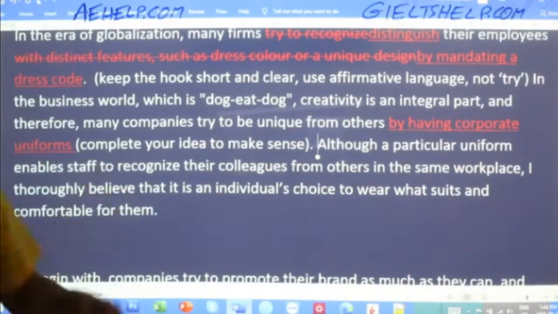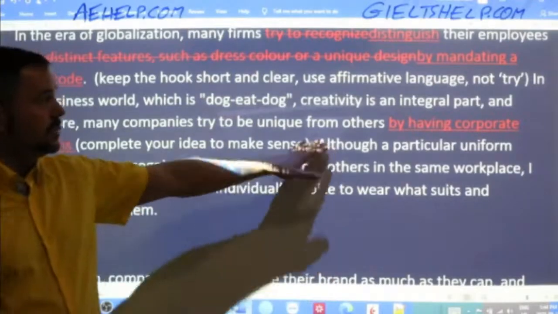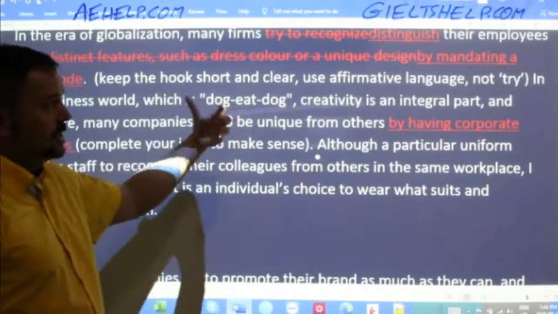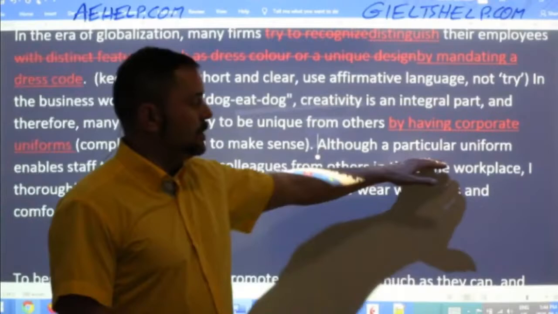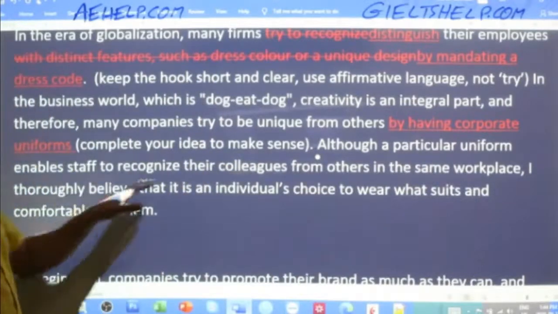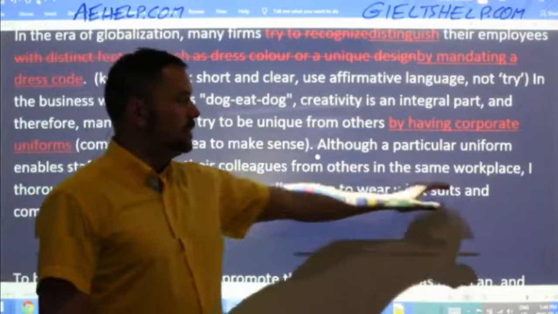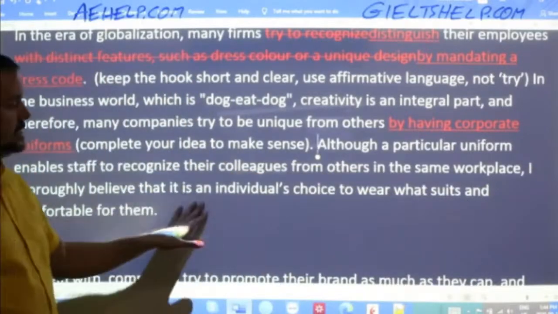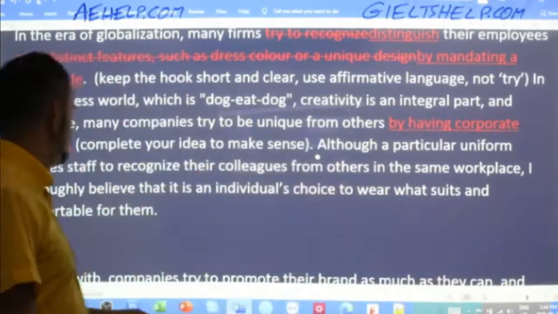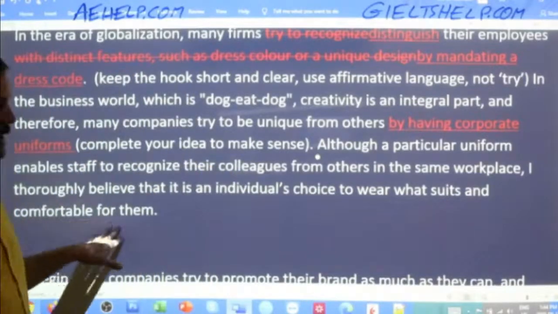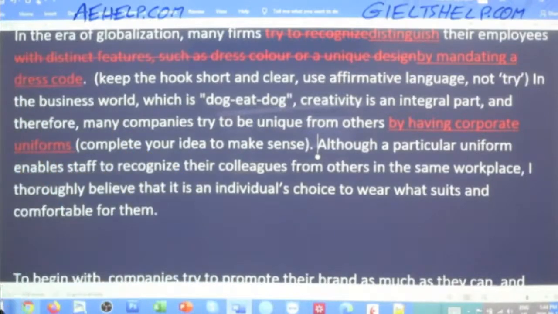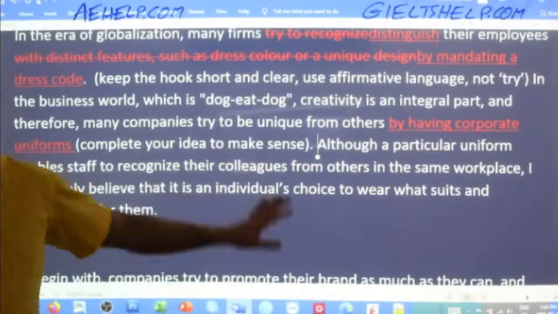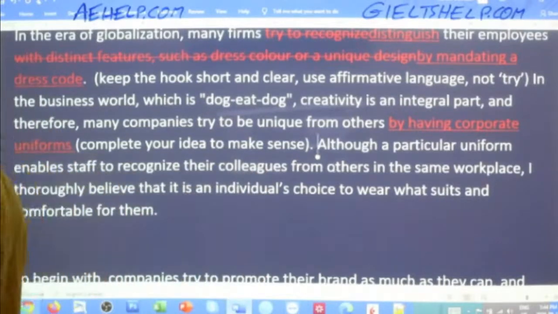And then here comes the thesis. So this is clearly the thesis, okay? So the structure is there. I can see Hassan's structure of hook, background, thesis. I can see the thesis here. Although a particular uniform enables staff to recognize their colleagues from others in the same workplace, I thoroughly believe that it is an individual's choice to wear what suits them and is comfortable for them, okay? All right. Just a little bit of correction here. So I can see that Hassan's going to discuss these points, which is good. And it's a fairly accurate hook, just a little bit of grammatical correction.